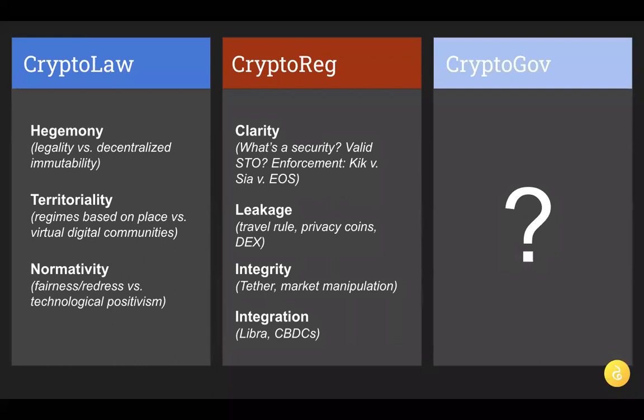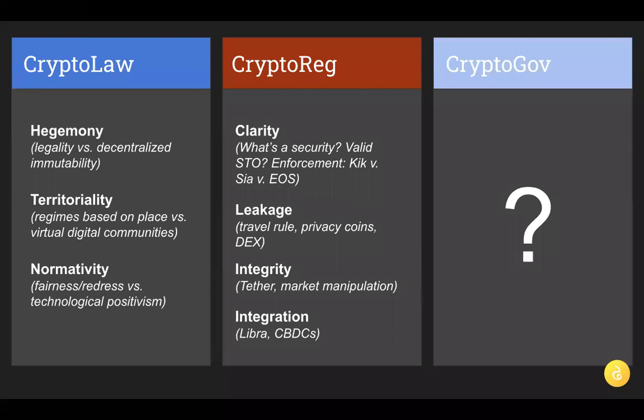Then the other point is normativity. Law in itself has ideas of fairness. Law has ideas and concepts of justice, redress of harms, arbitration, while software code is declarative and explicit. So we need to think of some of these concepts and incorporate them into these crypto economic systems. Those are some of the fundamental questions on the law side.